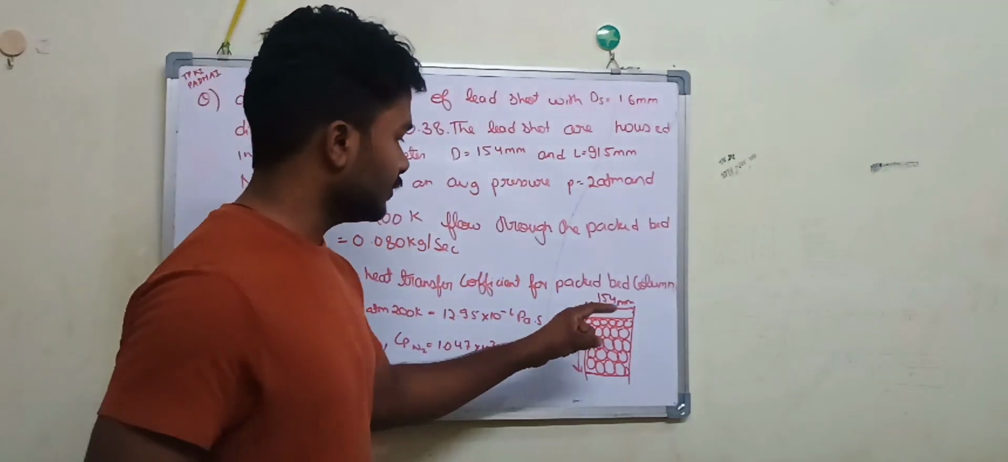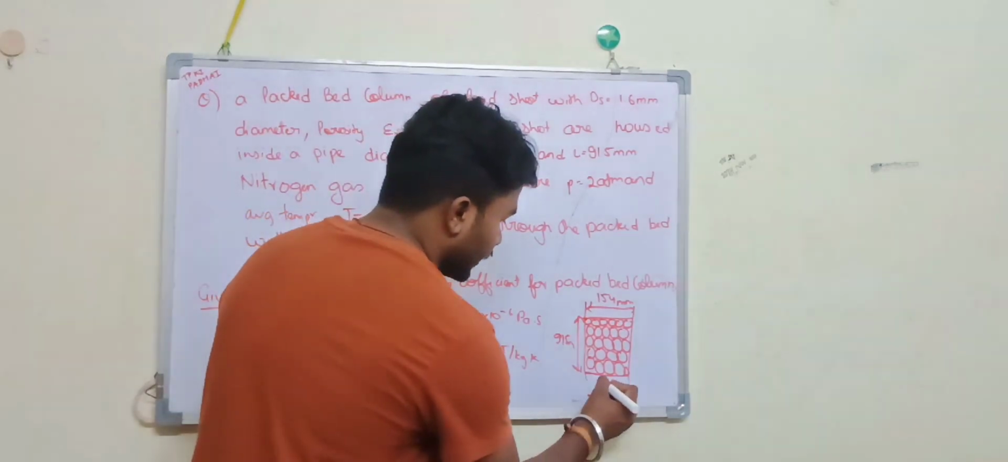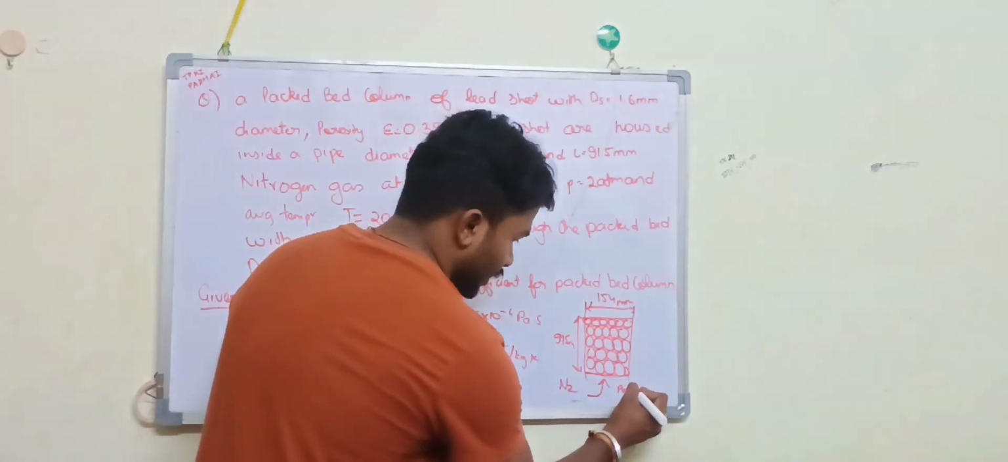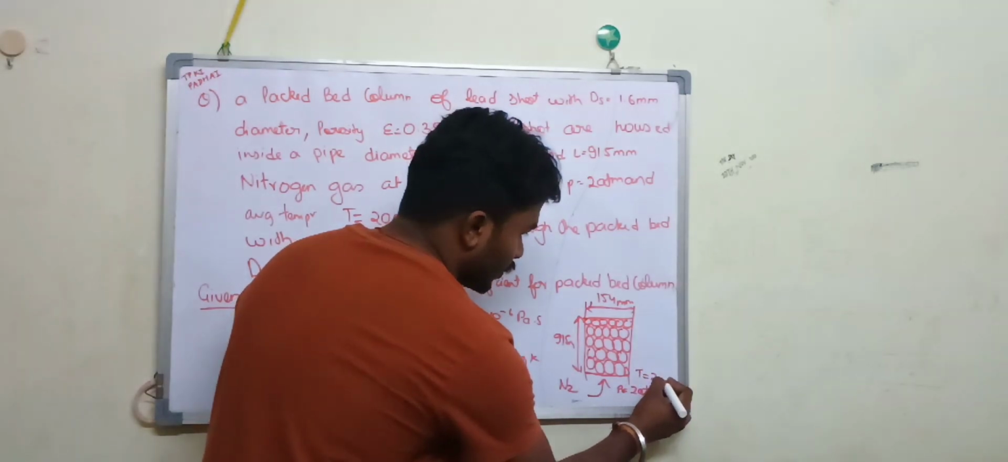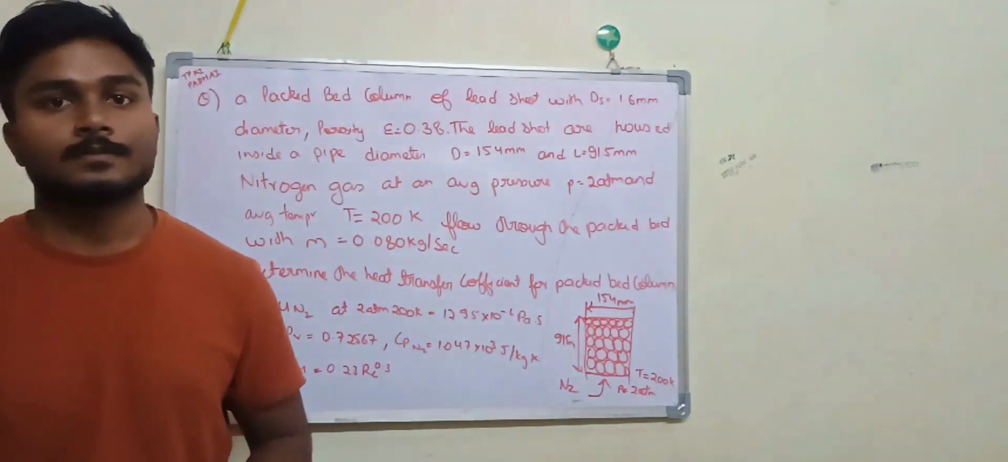So this is a diagram. Lead particles diameter. Here we are giving N2 gas, pressure 2 atmospheric and temperature equals 200 Kelvin. So let's solve the question.